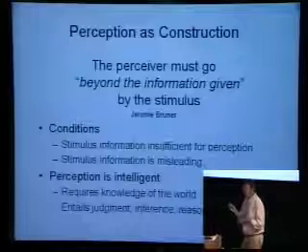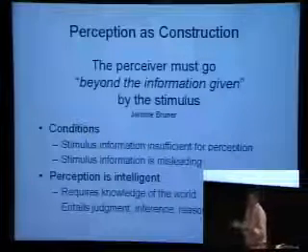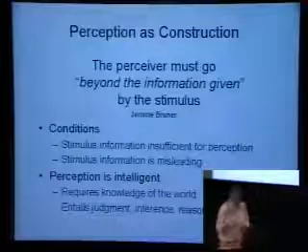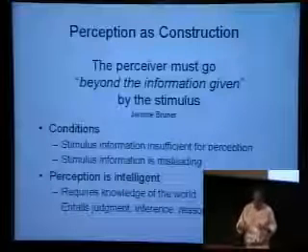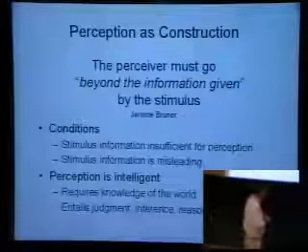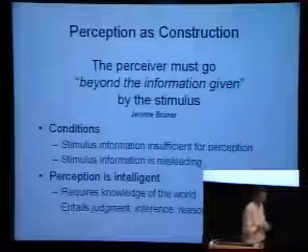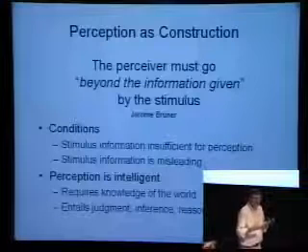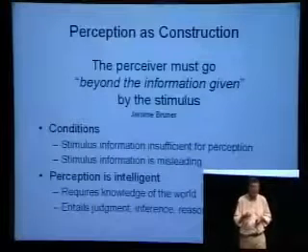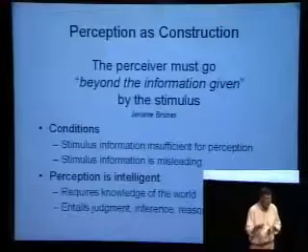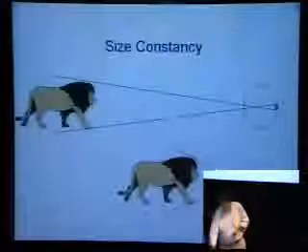For Gibson, perception is a mechanical process. For Bruner, perception is an intelligent process that requires that the perceiver bring to bear on the act of perception his or her knowledge of the world, and requires the perceiver to make various kinds of judgments, various kinds of inferences, to engage in reasoning and problem solving in an effort to figure out what it is that is out there, where it is, and what it's doing.